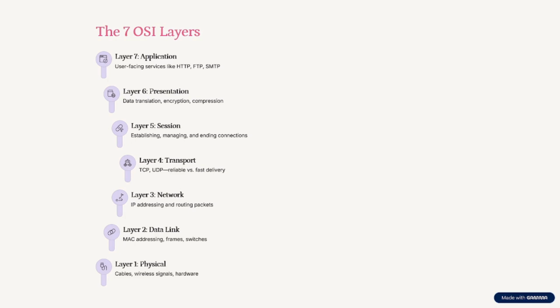Then comes layer 4, the transport layer. The transport layer ensures end-to-end communication between hosts. It manages port numbers, reliability, flow control, and error correction. Two primary protocols operate here: TCP and UDP. This layer is critical for network reconnaissance and denial of service attacks, that is DDoS attacks.